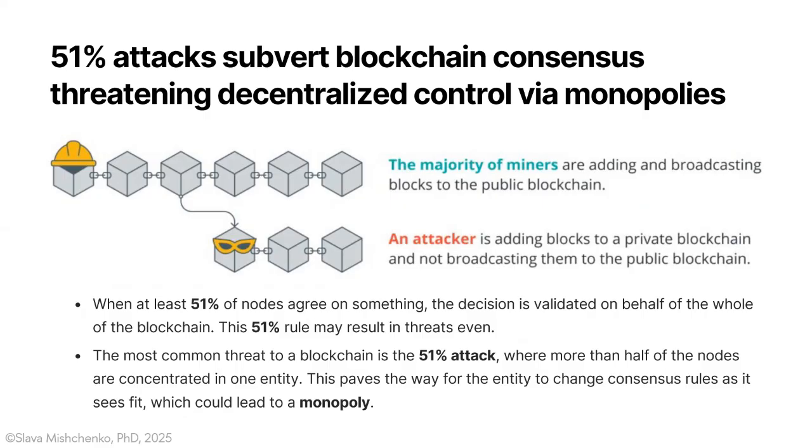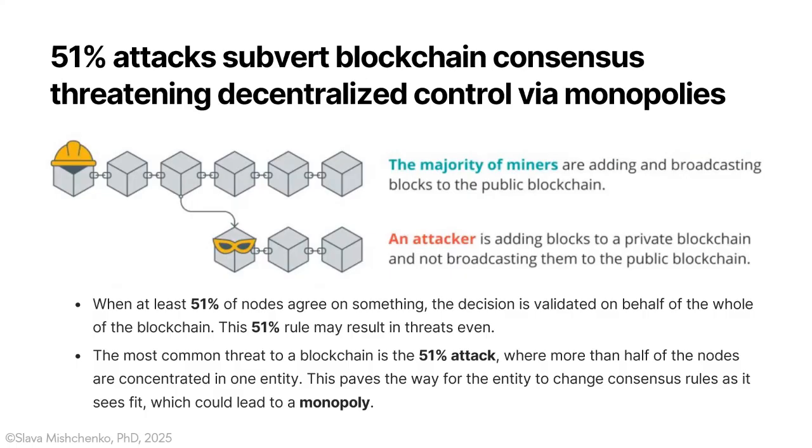However, notice the bottom chain with the figure wearing sunglasses. This represents an attacker. What they are doing is creating their own private chain of blocks without broadcasting them to the network. It's like they are writing their own secret ledger, for example.